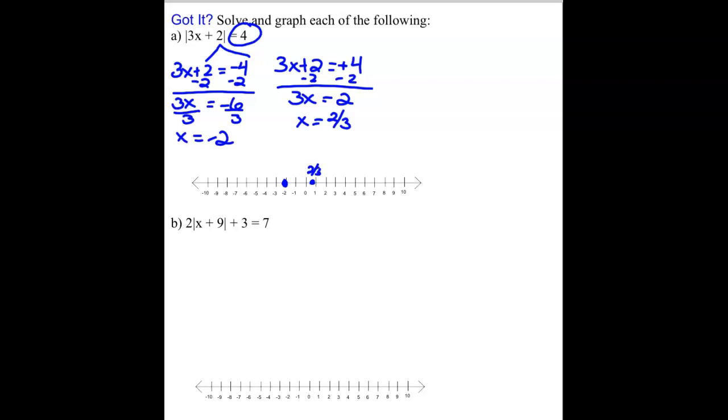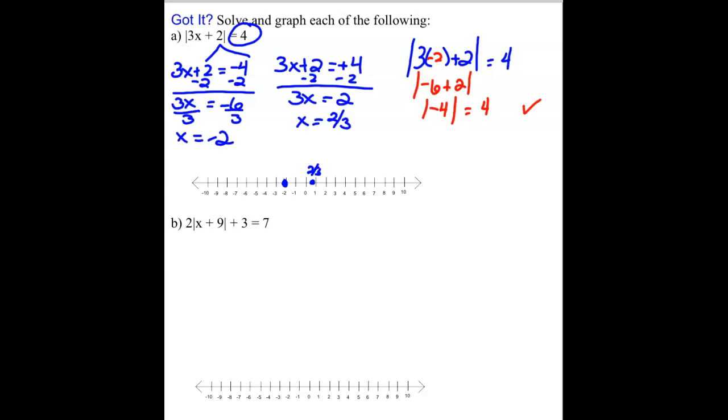All right. Checking our answer. So first of all, we're going to dump in the negative 2 and check that one. 3 times negative 2 is negative 6. Adding 2 to it gives us negative 4, and when we take its absolute value, we get 4. So that one works.